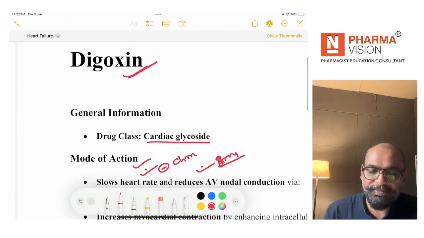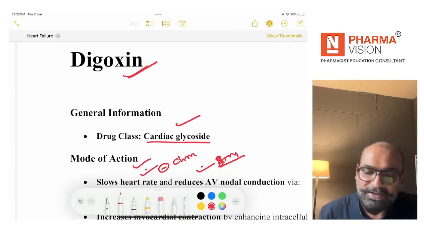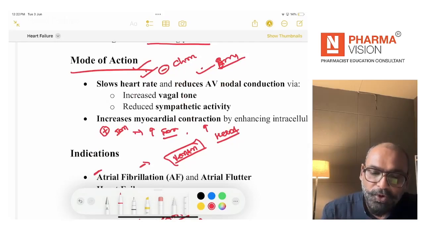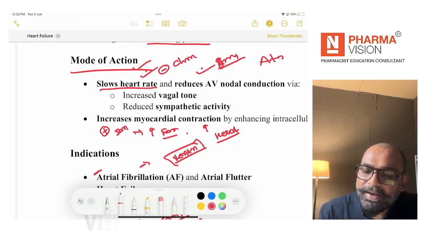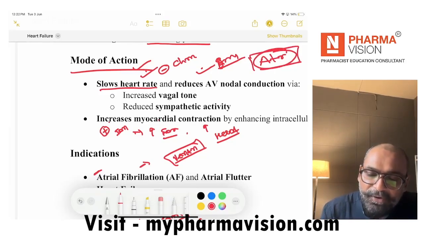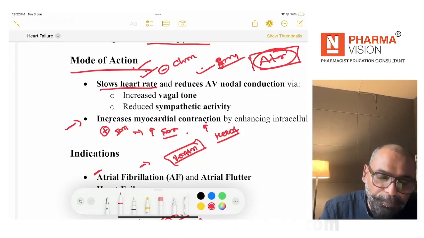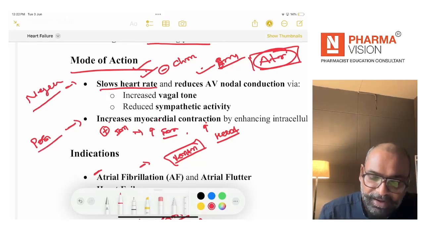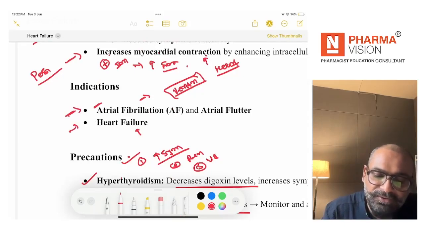Let's quickly review digoxin. The first is the class of medication. Digoxin is a cardiac glycoside. Mode of action, two important modes of action. One is to slow down the heart rate. That's why it is used for atrial arrhythmia, atrial fibrillation and this kind of arrhythmia. Second is increased myocardial contraction. So this is called the positive inotropic and this is called the negative chronotropic. These two unique modes of action, and due to that it is used for two unique kinds of indications. It's used for atrial fibrillation, atrial flutter and heart failure.